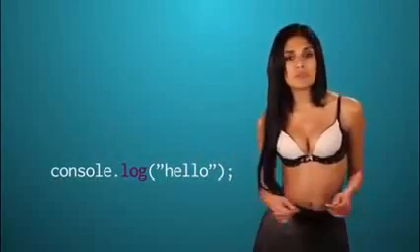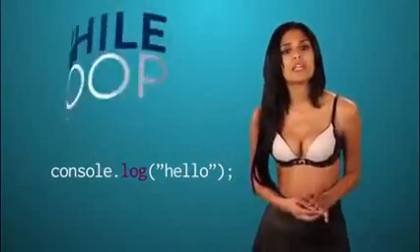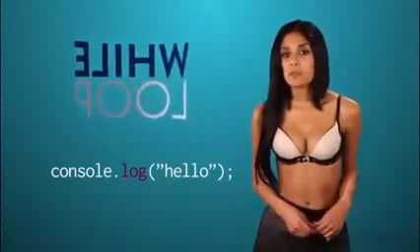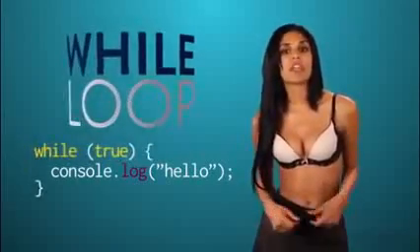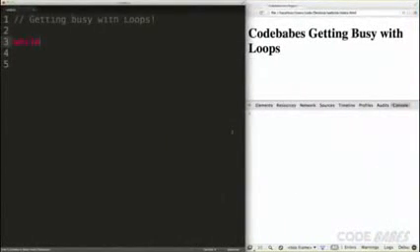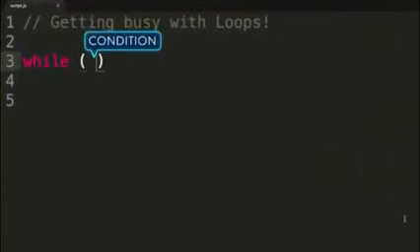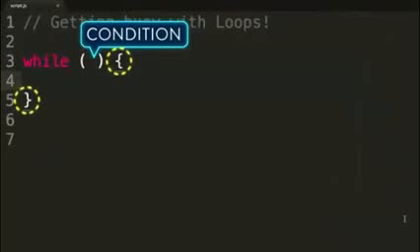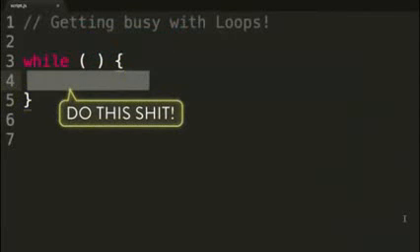We'll start with the most basic loop called the while loop. It's like the if statement where if something is true, it will do something, except it will do that thing over and over again. Start with while, then parentheses. Inside the parentheses, we put our condition, then braces. This is where we put the statements or functions we want to execute.